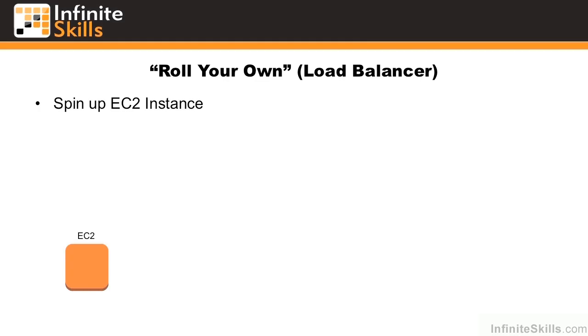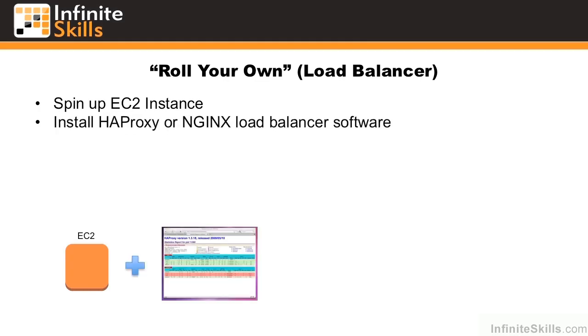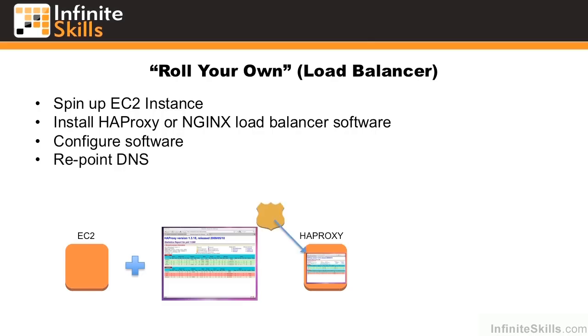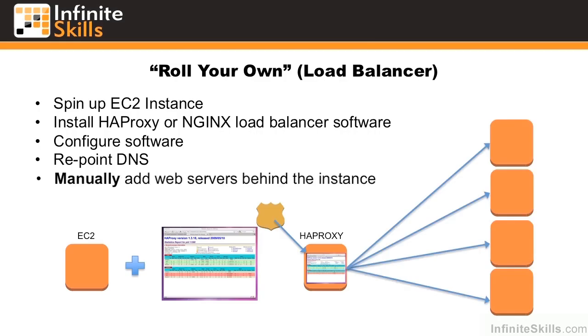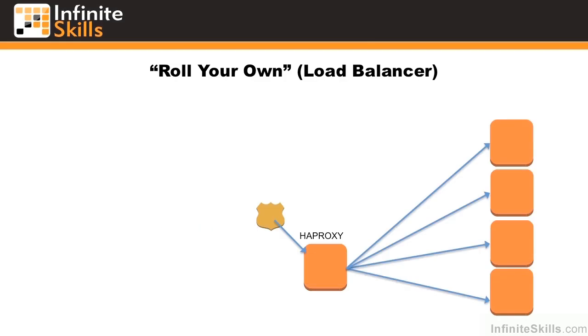First of all, let's look at a roll your own load balancer and the steps involved. The first thing you do is obviously spin up an EC2 instance. Next, choose some sort of software to provide the load balancing function. HAProxy or Nginx are common popular options. Next, configure the software to run inside of the EC2 instance, and repoint your DNS to that server. Then you have to manually add web servers behind the instance.